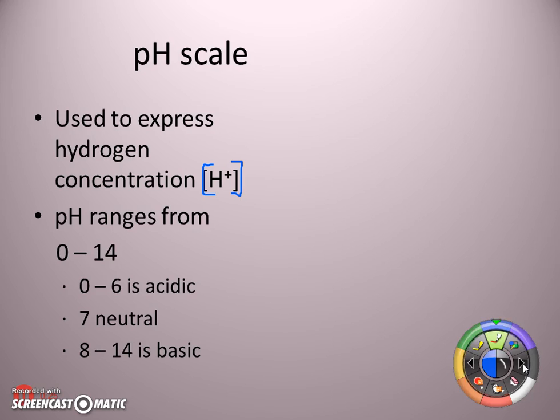pH is going to range from 0 to 14, with 0 through 6 being acidic, 7 is neutral, and 8 to 14 is basic. In this class, there are no negative pH values. It's only going to go from 0 to 14.